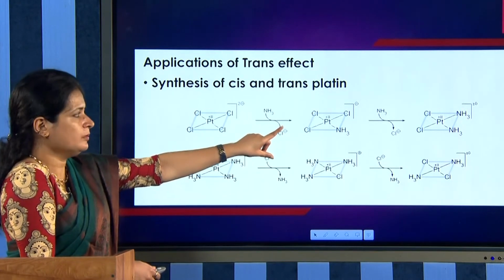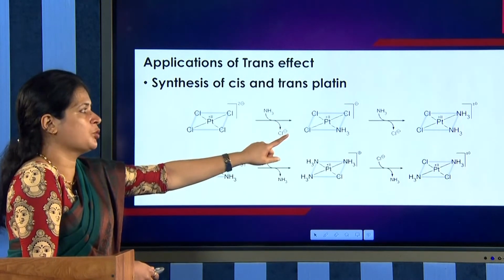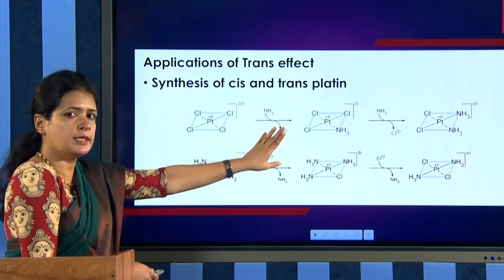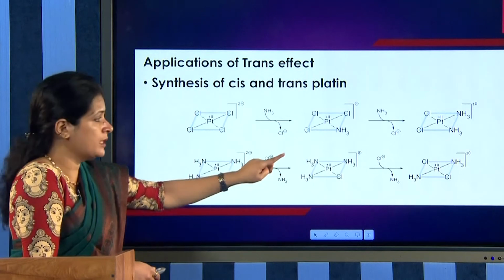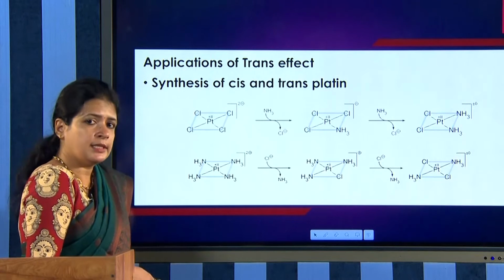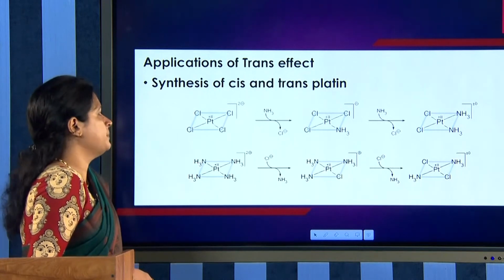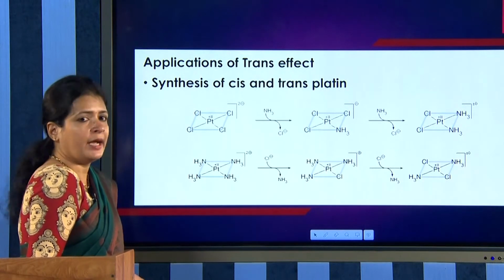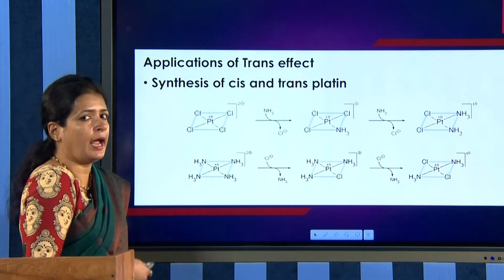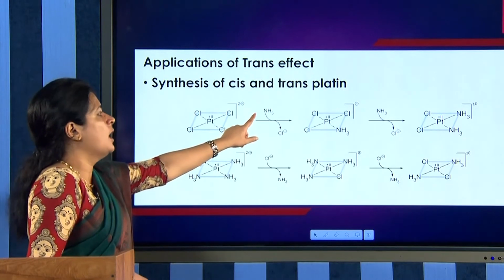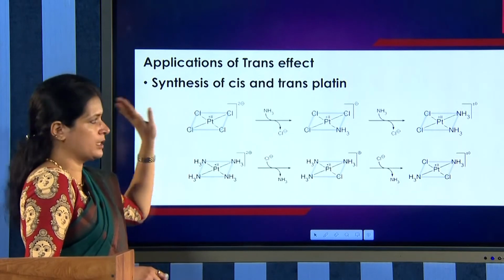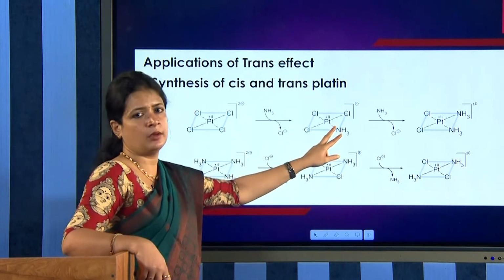cisplatin means cis-Pt(NH3)2Cl2. This is the cisplatin, and transplatin means trans-Pt(NH3)2Cl2, that is it. And how can we synthesize cisplatin? If I start with the complex PtCl4 2-, and if I add ammonia ligand, NH3 ligand, what happens? Initially this ammonia ligand will be replacing one of the Cl minus, and we will get the product like this. Okay.